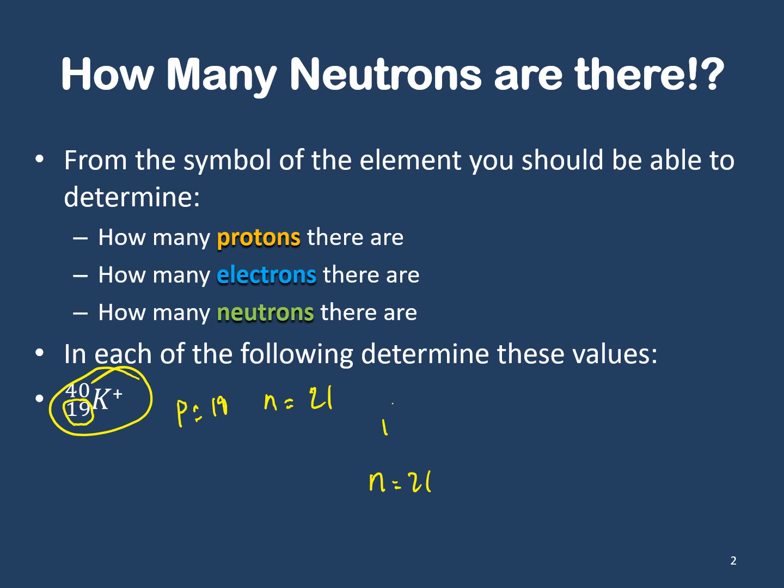Electrons are a little bit tricky. We know from the symbol that there is a positive 1 charge on this potassium ion. This means that the number of electrons and protons are not equal in this case. I know that the electrons have to be 1 fewer than my number of protons because if I have an overall +1 charge, that means I have 1 more proton than electrons, making the number of electrons 18.